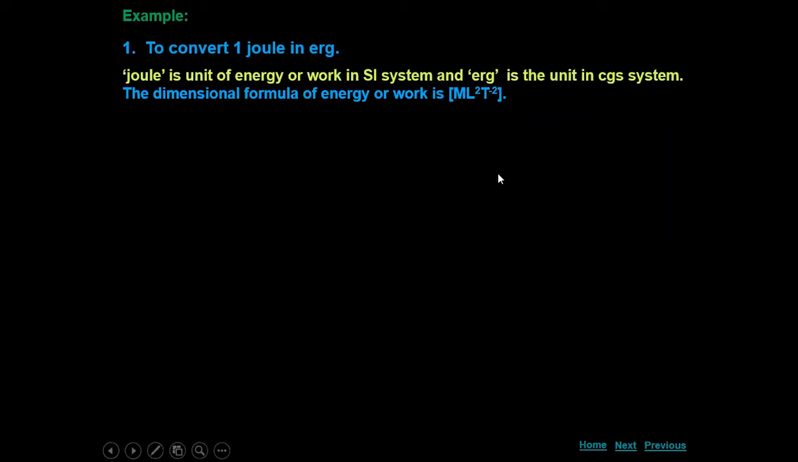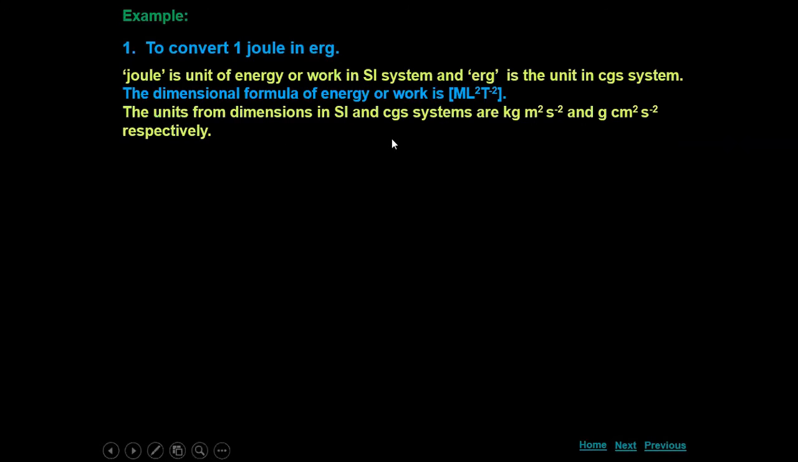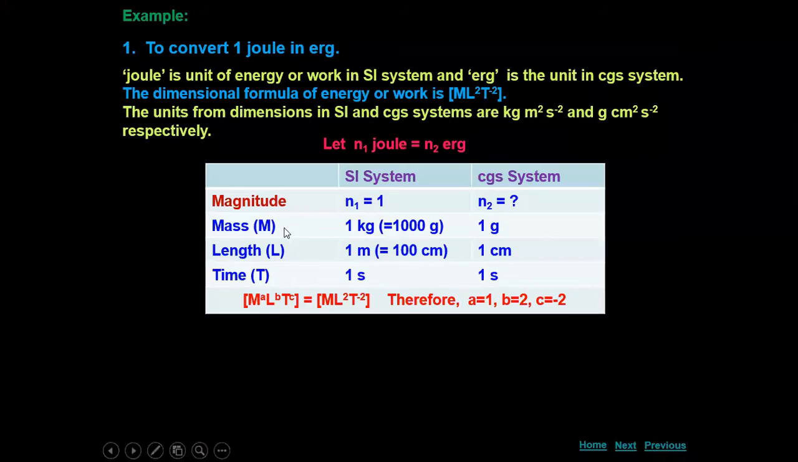Okay. Now the units from dimensions in the SI and CGS systems are kg meter square per second square and gram centimeter square per second square, right? So these two things are varying. Second is the same everywhere. I have just written the units of joule and erg, nothing else. Next, let n1 joule equal n2 erg. We have to find this n1 and n2 from the same formula above. Okay. Now n1 is equal to 1, n2 we do not know. Okay, n1 I am taking as 1, because the bigger unit will have the smaller magnitude.